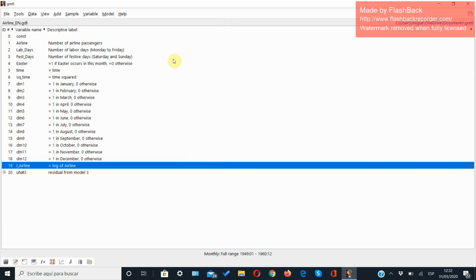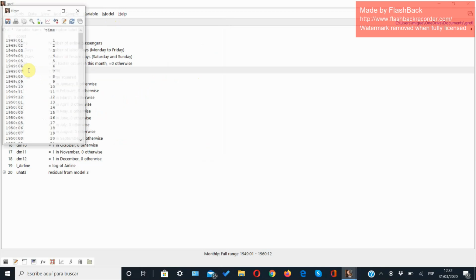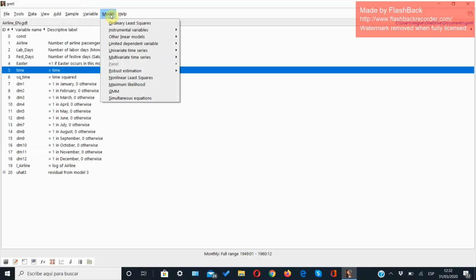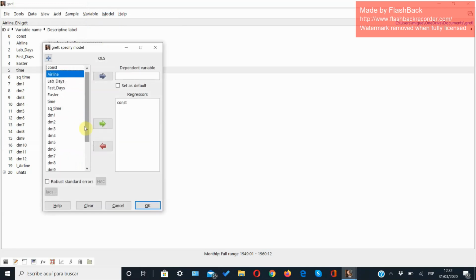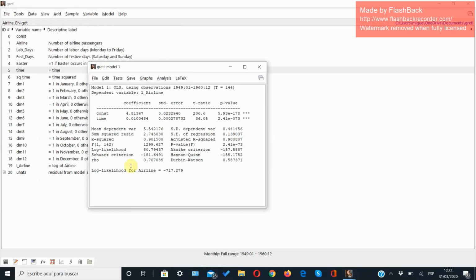So let's try first to capture the level of the time series. We can try to do this by using the variable time as explanatory variable. As you see, time is equal to 1, 2, 3, 4 for the first, second, third, and fourth observations, and so on. So if we run our ordinary least squares regression of log airline against time, you will get this equation.